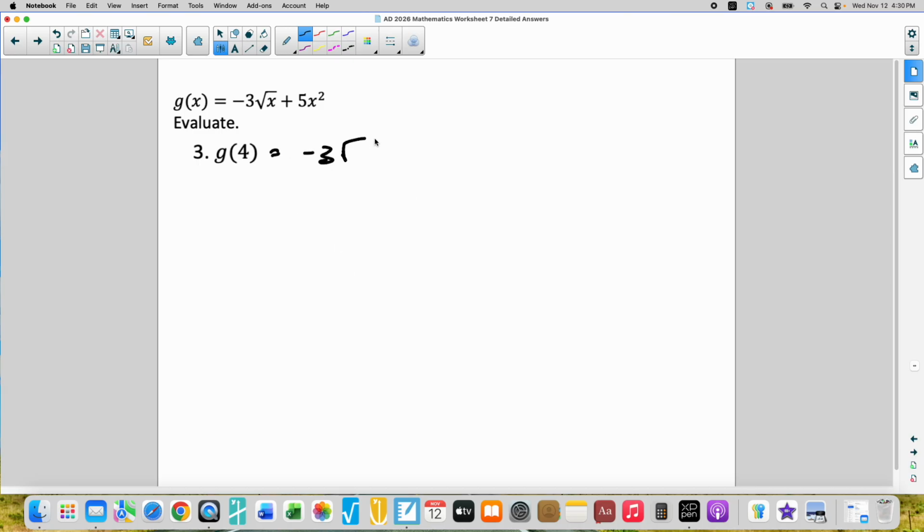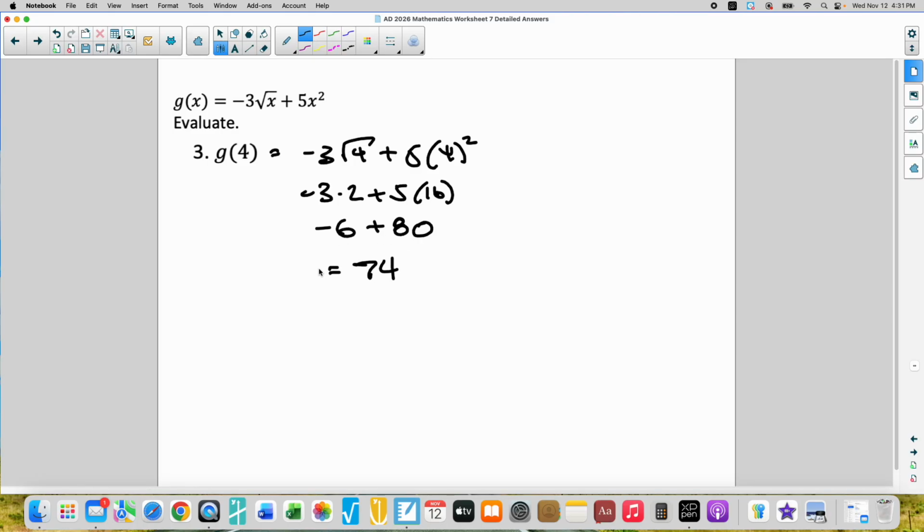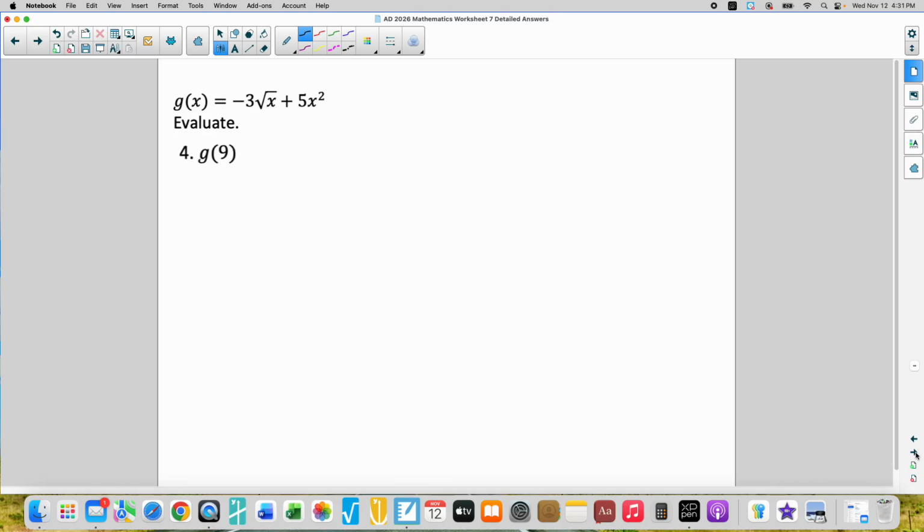Negative 3 times the square root of 4 plus 5 times 4 squared. Negative 3 times 2 plus 5 times 16. Negative 6 plus 80. Negative 6 plus 80 is 74. So g of 4 equals 74.